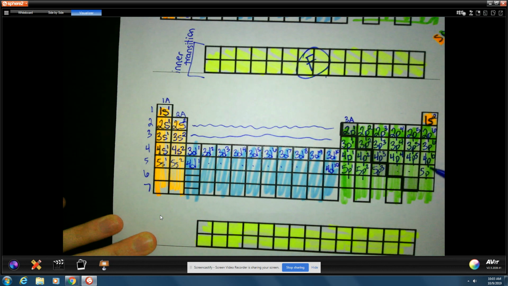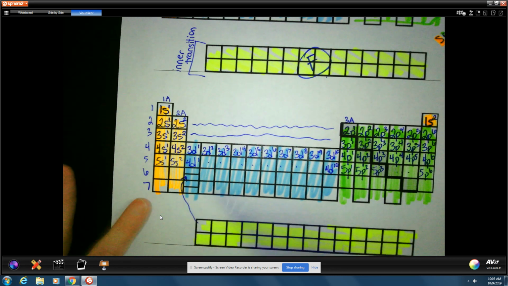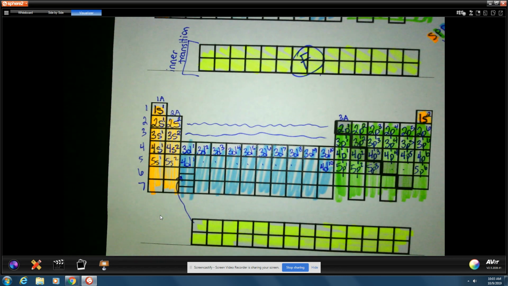to 5p6. Now, we're not going to go any further than this because the F block gets super confusing and the F block really belongs in here and it's just crazy. Okay, there's also a lot of exceptions that you don't have to know. This is the basis of what you need to know.